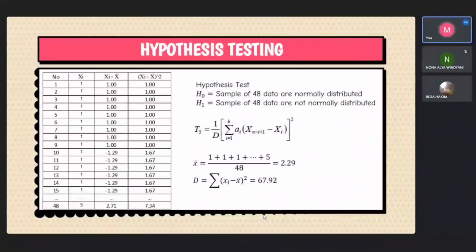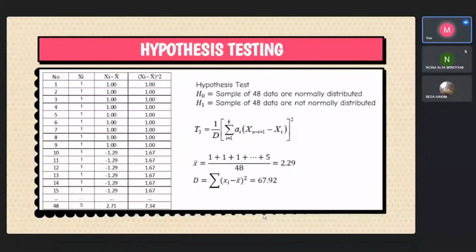In this hypothesis test, we have two hypotheses. The H0, which is the null hypothesis, is that the sample of 48 data are normally distributed, and the alternative hypothesis H1 is that the sample of 48 data are not normally distributed. In this test, since the data that we have collected are less than 50, we're going to use the Shapiro-Wilk test. The formula for the Shapiro-Wilk test is shown in the presentation.